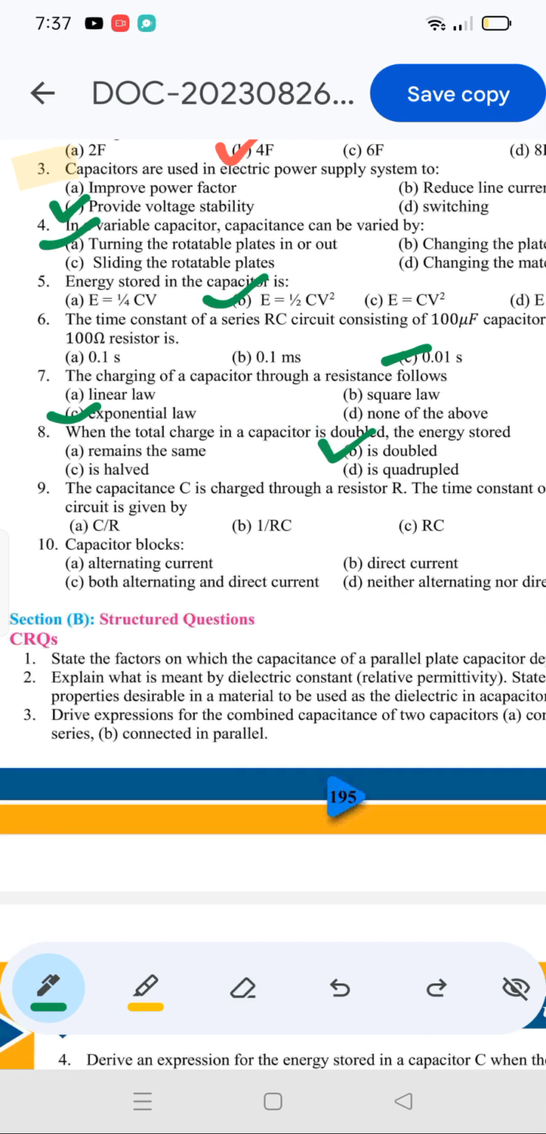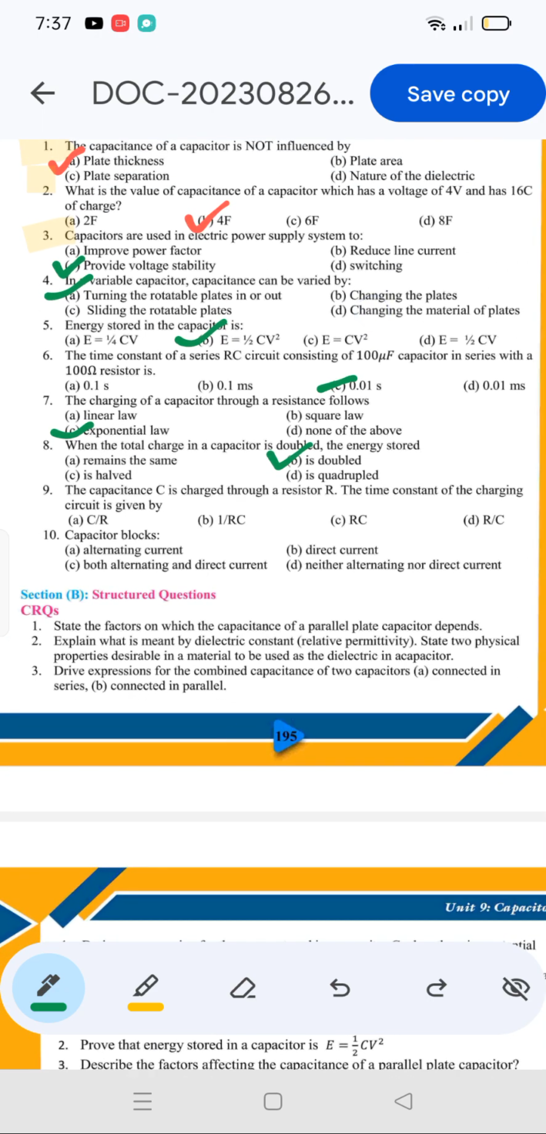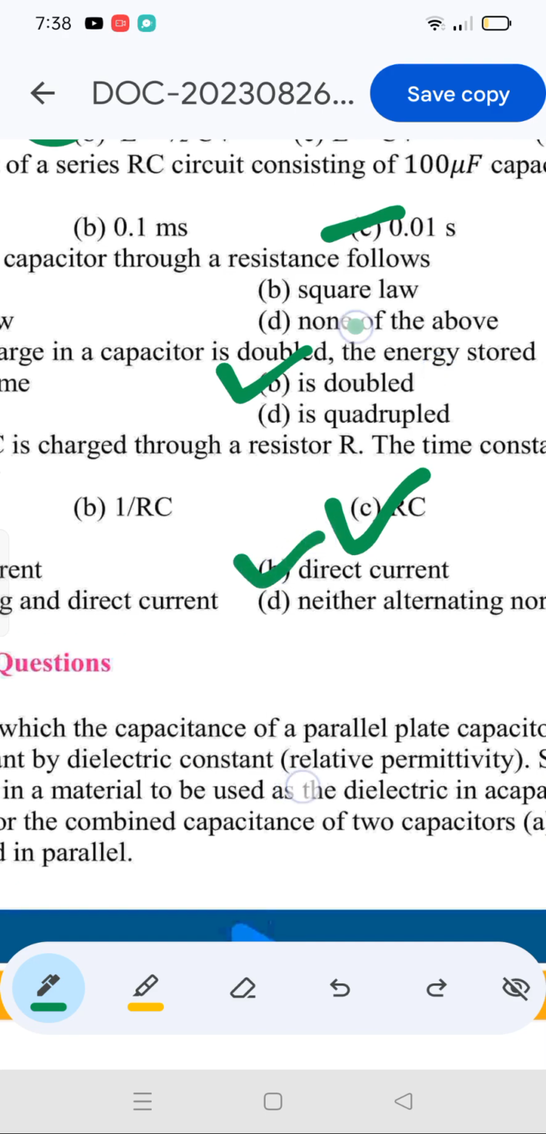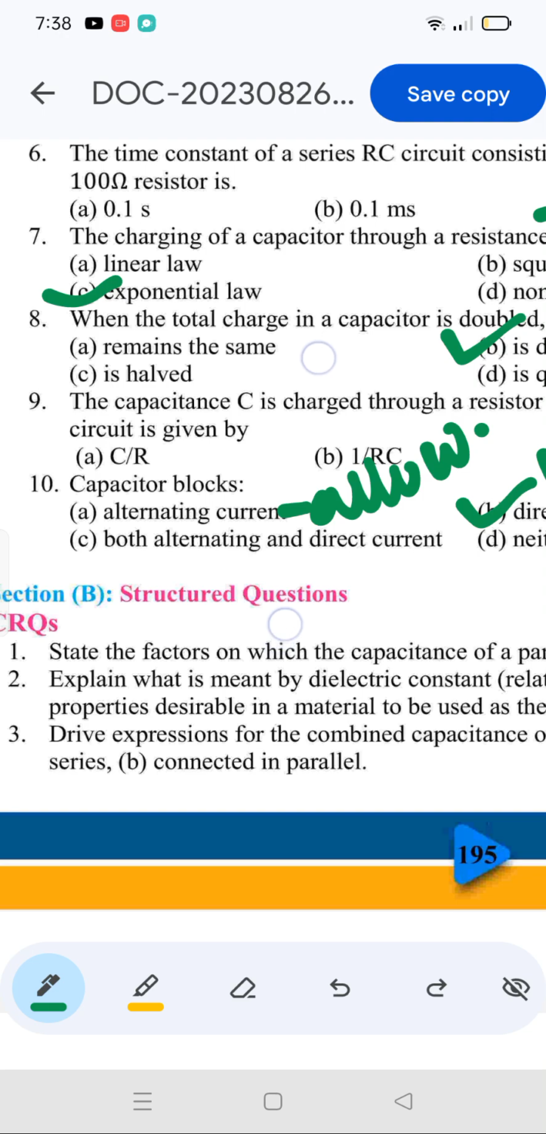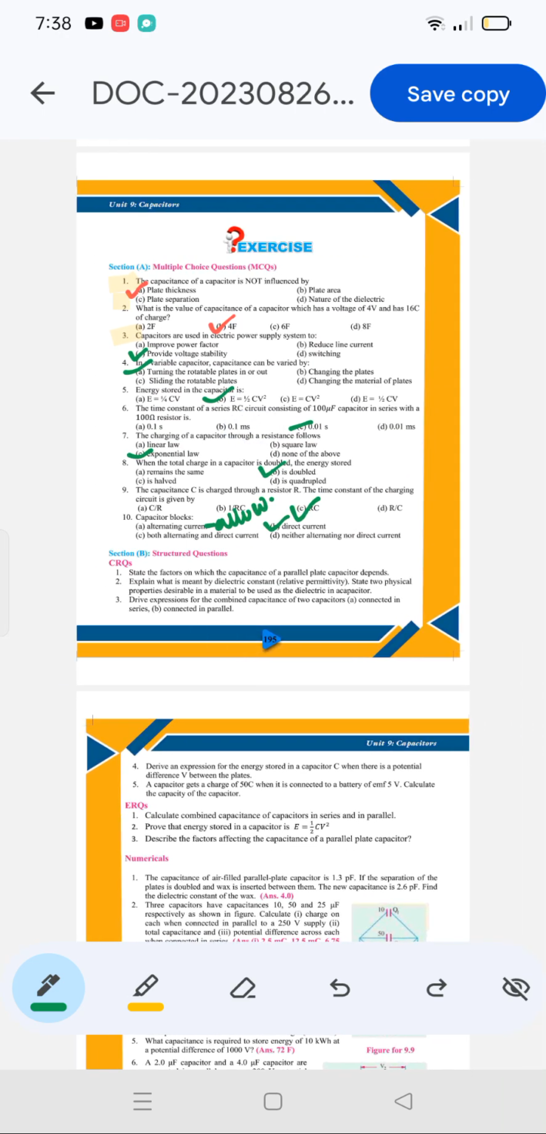Alright, now the 9th one. The capacitance C is charged through a resistor. We know that the time constant is RC. It is the product of resistance and capacitance, which is known as the time constant, and the unit of the time constant is second. Last but not the least MCQ is about capacitors blocking. We already know capacitors always block direct current, and they always allow alternating current. So if they ask in the MCQ what the capacitor allows, they allow alternating current, or AC. What they do not allow is direct current, the DC.